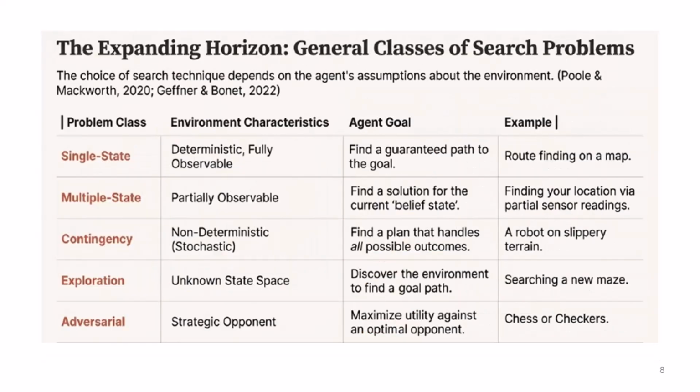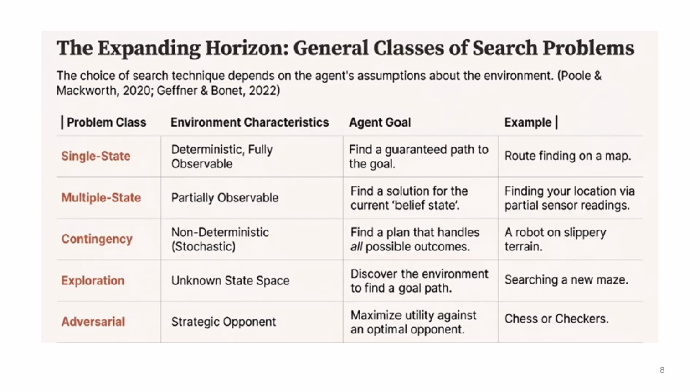Not all problems are the same. The type of search technique we use depends heavily on what the agent knows about its environment. We classify problems based on 2 main factors: observability and determinism. Single-state problems are the easiest. The environment is deterministic, that is, actions always work as expected, and fully observable, that is, the agent always knows its exact location. An example is route finding on a reliable, fully mapped road.